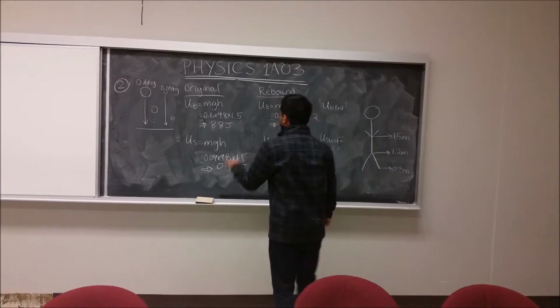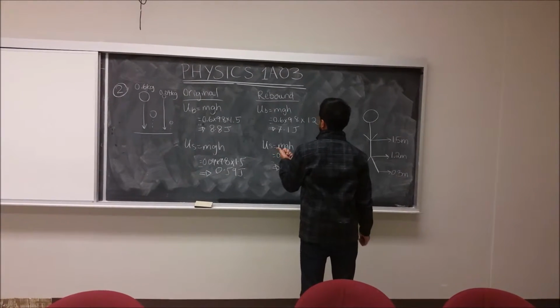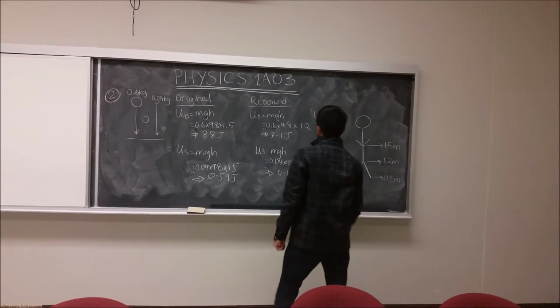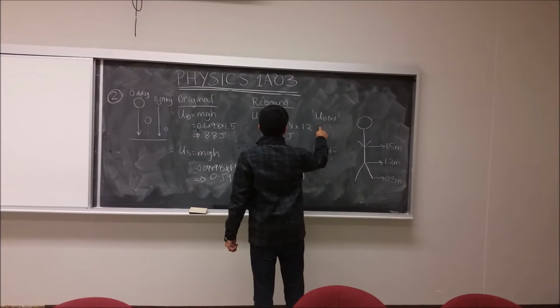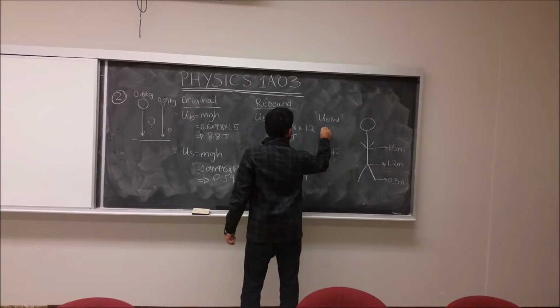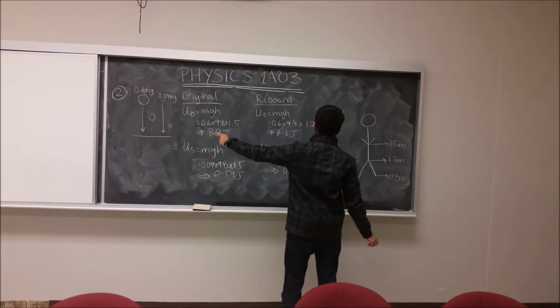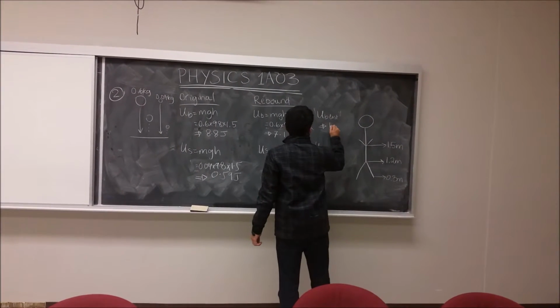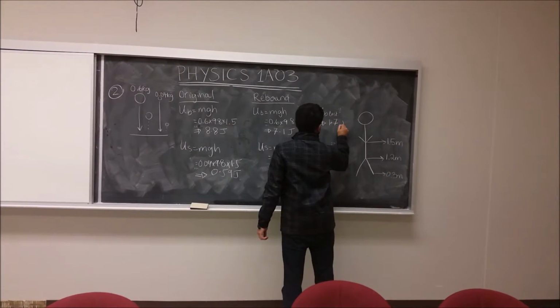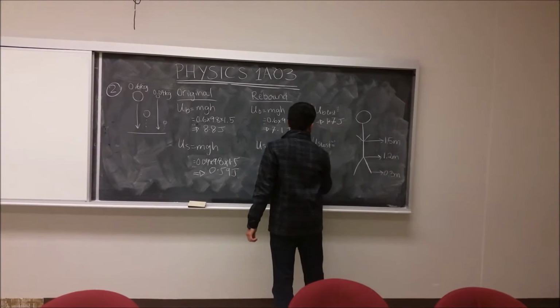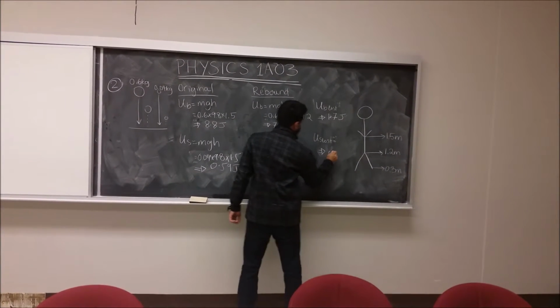As you can see, the original and the rebound potential energies are different. So we can calculate the potential energy that was lost after the collision. So we just subtract the rebound potential energy from the original energy. And for the basketball, we get 1.7 joules. For the squash ball, we get 0.47 joules.